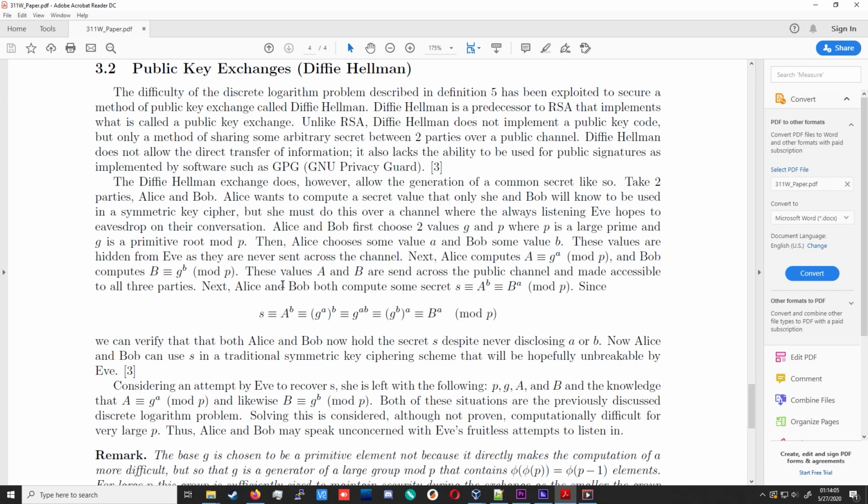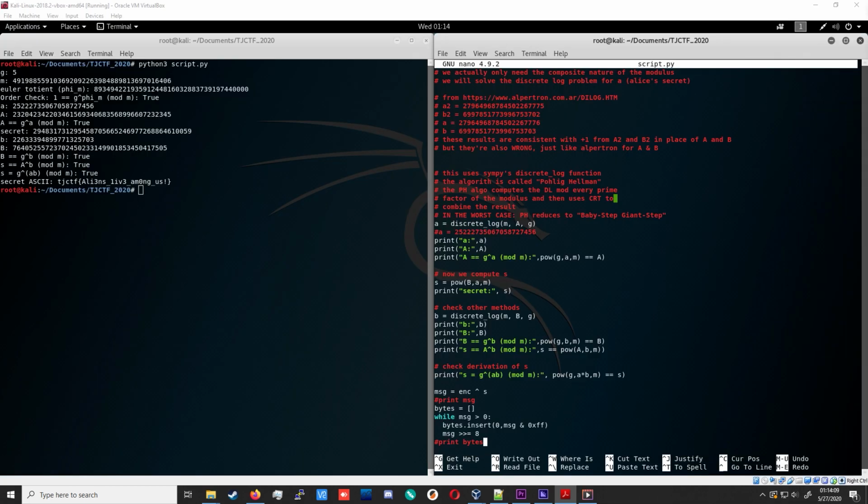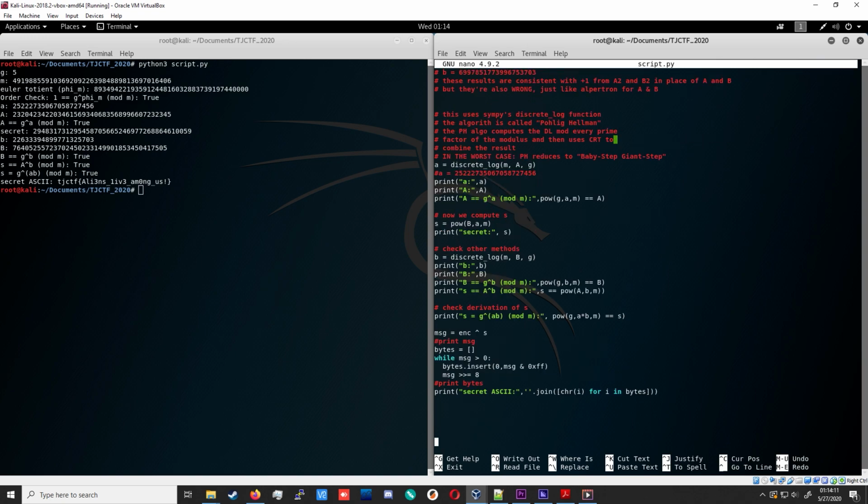Thus we have this big modular congruence, mod M, our modulus in this case. So we have a valid Diffie-Hellman key, then the rest is pretty much straightforward. We undo the XOR cipher and convert it to ASCII, and then we get the flag.